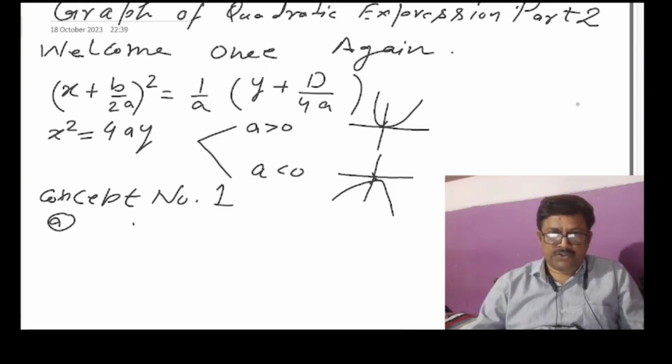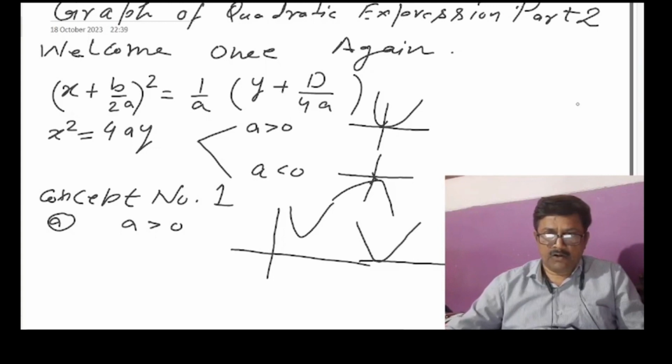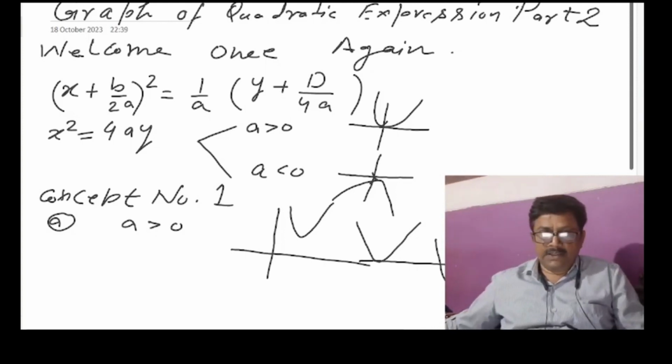If a is positive, then the shape of the parabola will be something like this, or like this one, or like this one. It may not cut the x-axis, it may cut the x-axis at one point, it may cut the x-axis at 2 points, but the opening will be upward if a is positive. Now I am taking a new page.